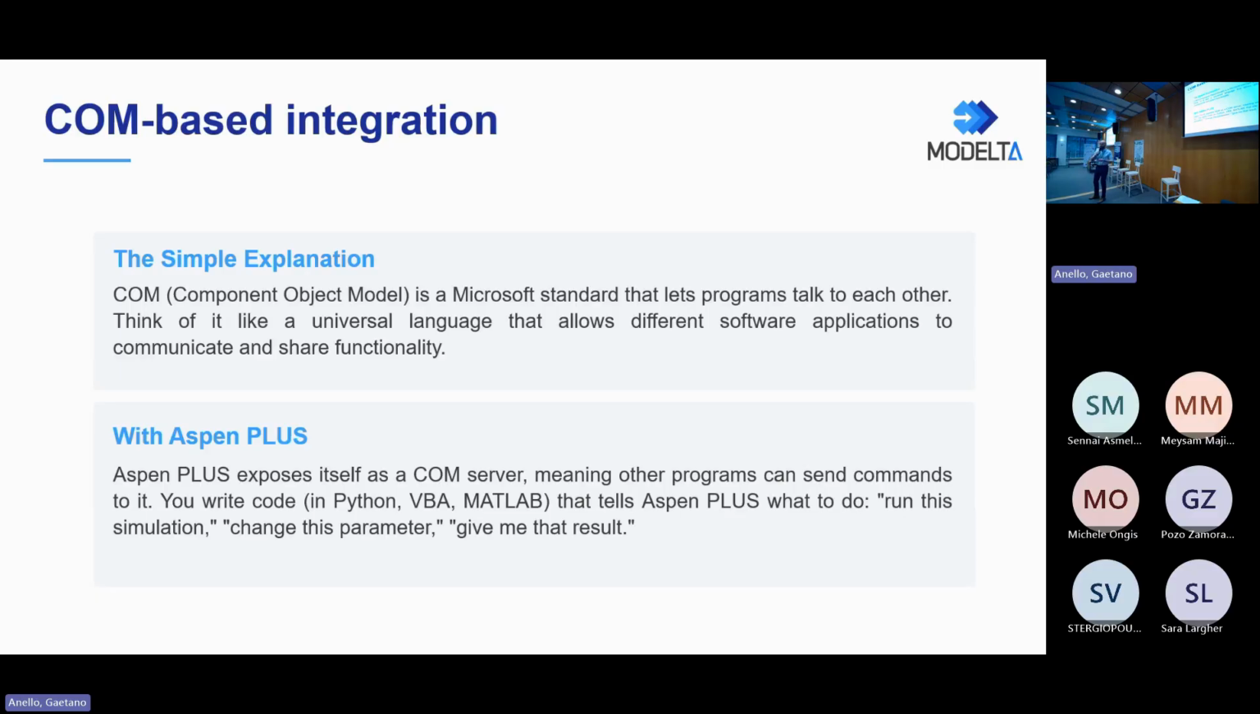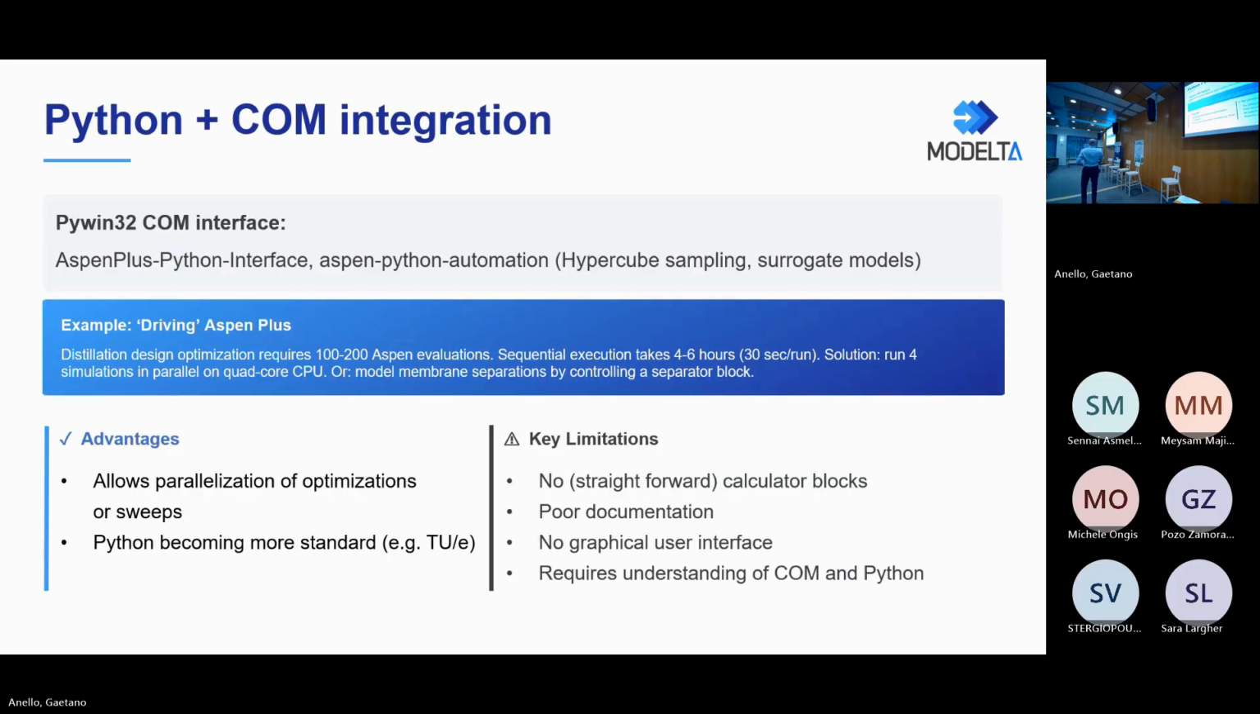If you're a chemist and you use ChemDraw, ChemDraw also has a COM interface. You can automate the hell out of ChemDraw if you want. I'm not sure why you would, but you can.